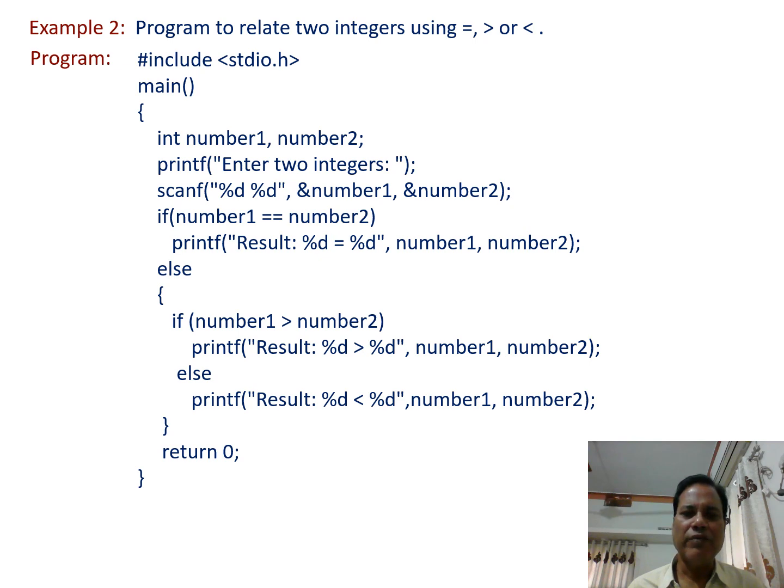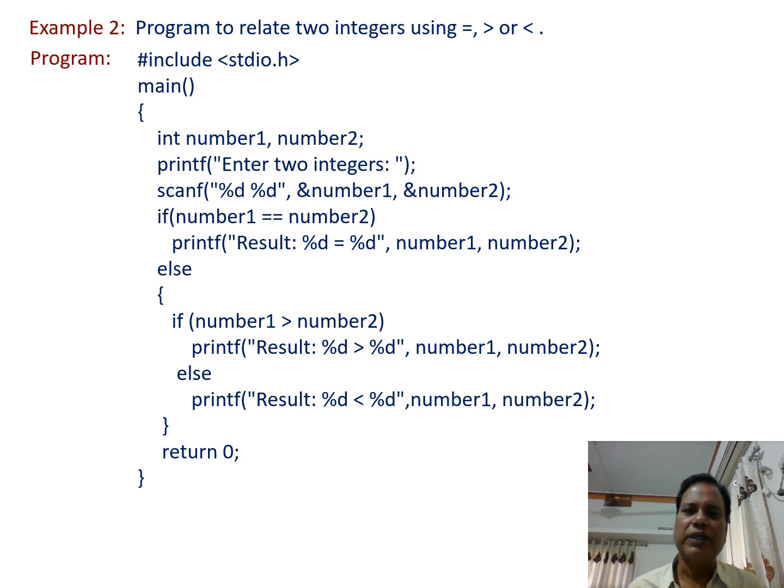Then using the if else statement, if number1 == number2, that is, if these numbers are equal, then we print result equal to %d, and at this point the value of number1 is printed, equal %d, the value of number2 is printed. So "these two numbers are equal" gets printed on the output.